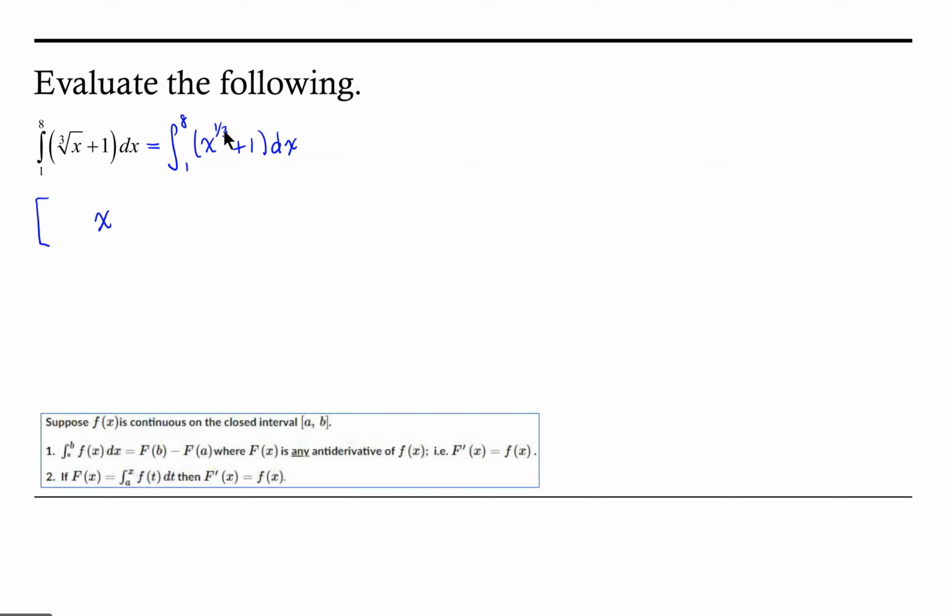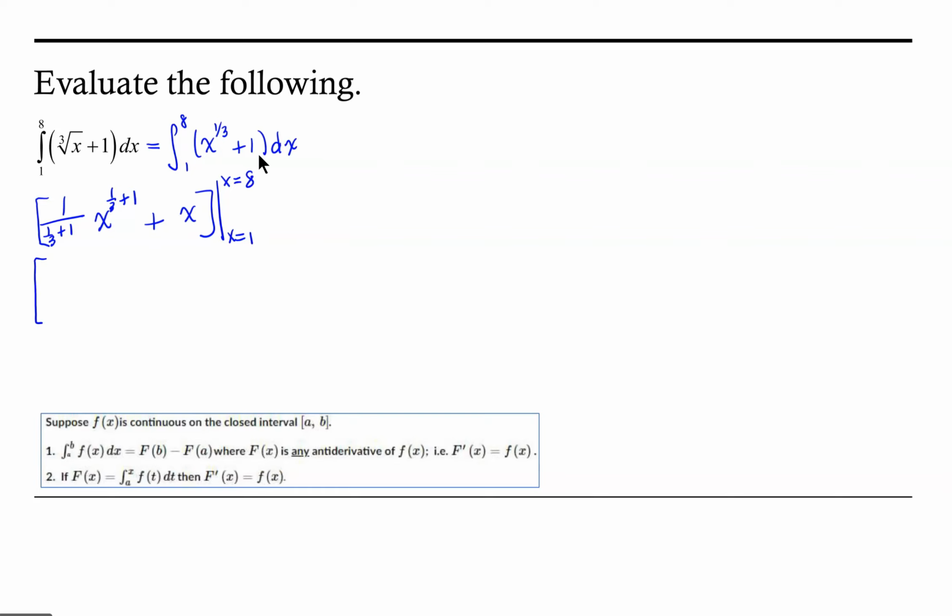So we'll have x to the 1/3 plus 1 power, and then I do need to multiply by 1 over that power. So that gives us the antiderivative of our first term, plus, and then the antiderivative of 1 is x. And we're going to evaluate that between x equals 1 and x equals 8.